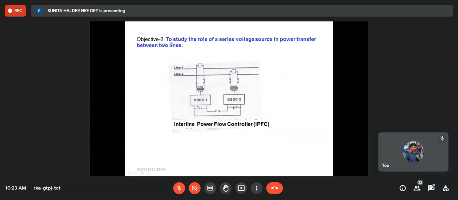Then the next objective is to study the role of a series voltage source in power transfer between two lines. Now say there are two lines in parallel, or maybe interconnected through some interconnected power system, then there may be the provision of series voltage injection. Now series voltage injection can be given using a static synchronous series compensator. That is no need for you to know. Anyway, this control voltage may be given using a static synchronous series compensator. So that is the facility to provide the series voltage injection. So by controlling the series voltage injection, we can control the effective reactance of these two lines. So we can control the power transfer between two lines, or say control the power transfer in the interconnected lines, right? So this is our objective 2.